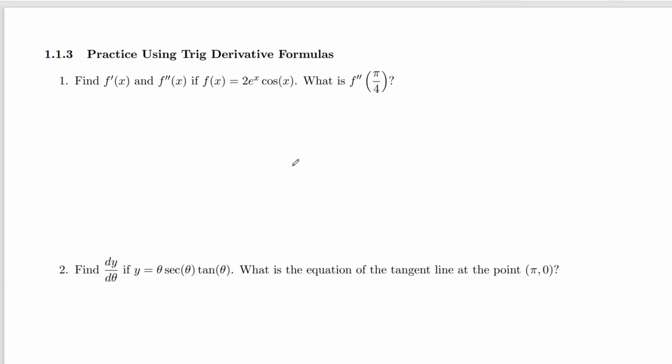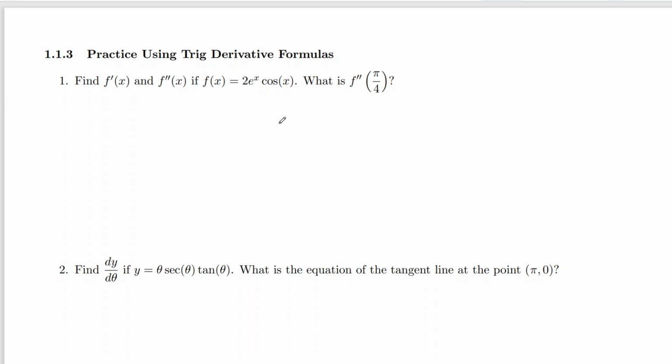And at this point, we really can do the derivative of a lot of different types of functions. We can do exponential functions, trig derivatives, power functions, and we can add, subtract, multiply, and divide. We have rules for all those. So let's go ahead and look at some problems.